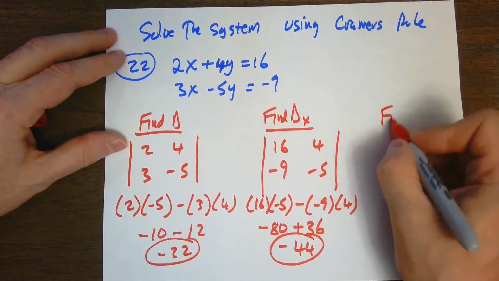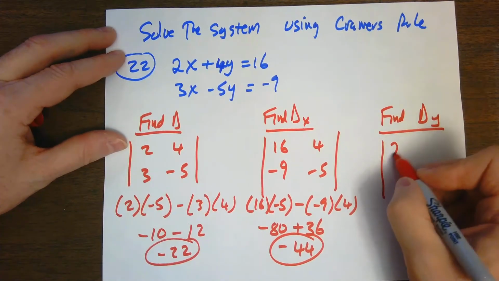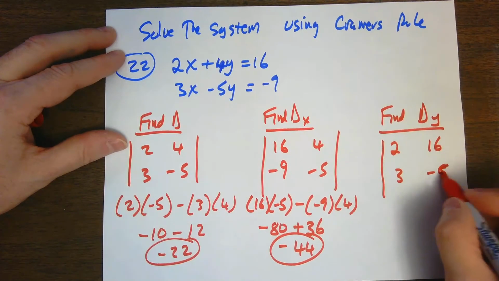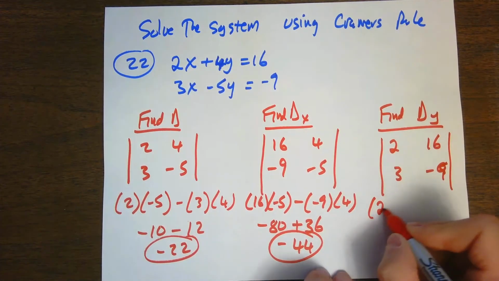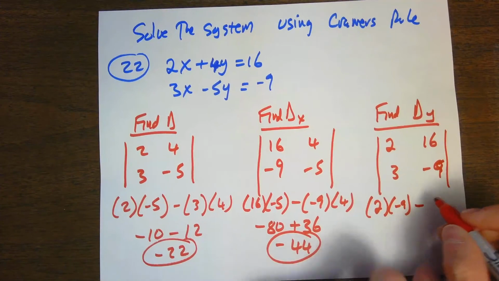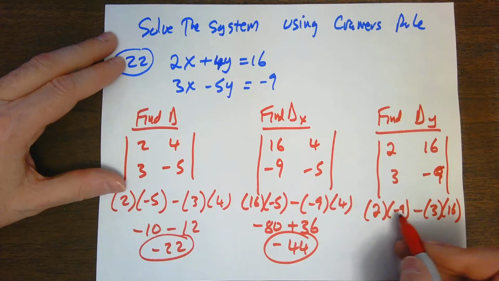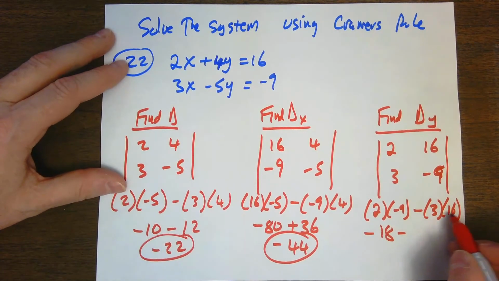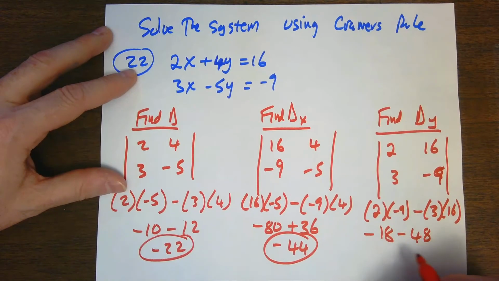And then I'm going to find the determinant with the y's replaced. So put the x's back in there, 2 and 3. The y's, I'm going to put in the 16 and the negative 9. And again, do this thing. 2 times negative 9 minus 3 times 16. 2 times negative 9, negative 18, minus 3 times 16. 3 times 10 is 30. 3 times 6 is 18. So what's that? 48. 48, 58, 66.